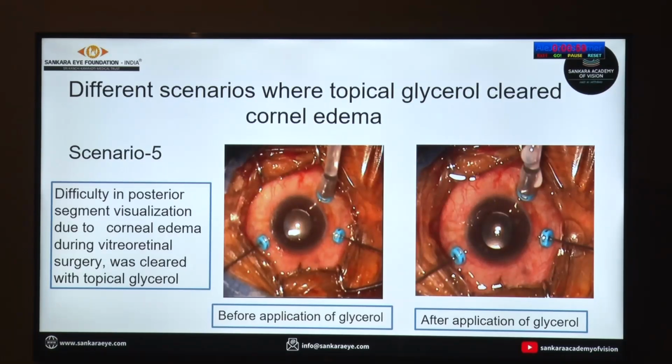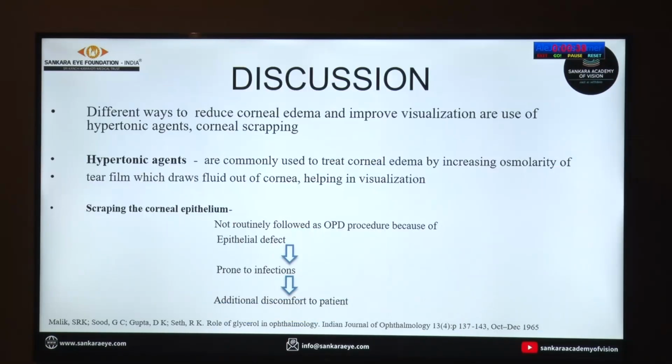In vitreoretinal surgery, I'm a vitreoretinal specialist, we have to have proper visualization of the posterior segment. So when there is corneal edema, we can't proceed with the surgeries. What we can do is intraoperatively also put 1 or 2 drops of glycerol, and the cornea gets cleared, and we can proceed with the surgeries. This is another use of topical glycerol.